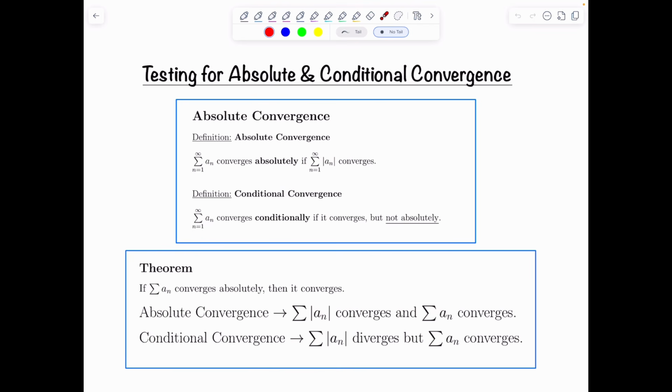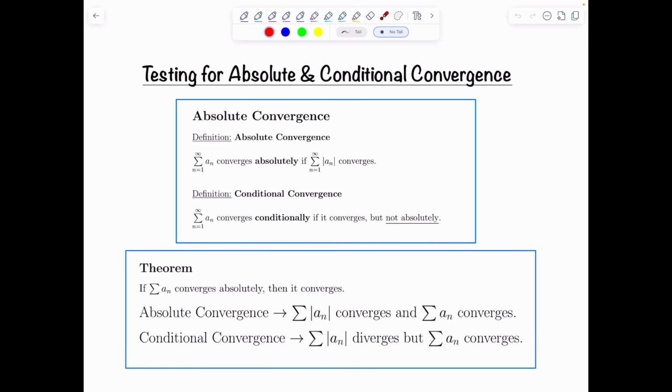Now, the strongest kind of convergence is absolute convergence. This guarantees that you have conditional. So absolute convergence means that the absolute value of the terms, that sum converges and the OG converges. Conditional means absolute value diverges and the OG converges. And it's just a lot of terms, a lot of mishmash in the head. So I'm going to break it down.